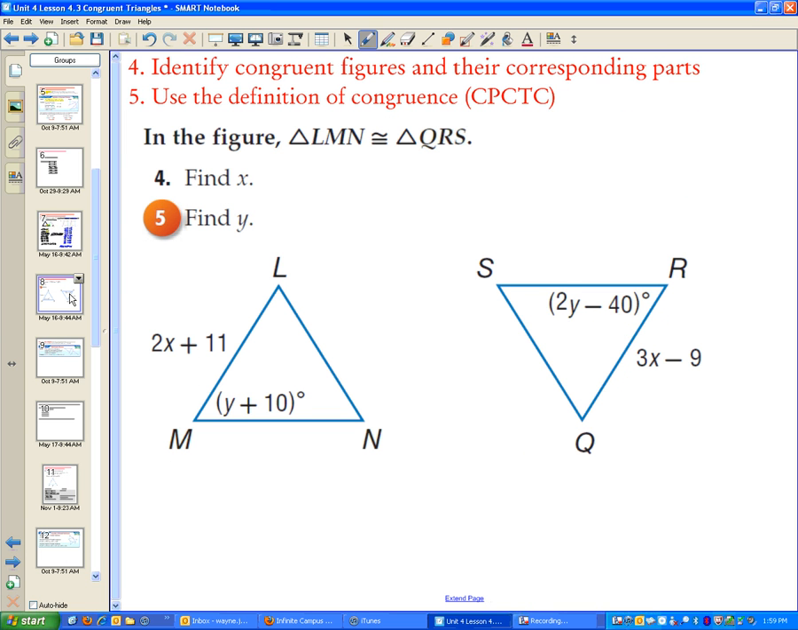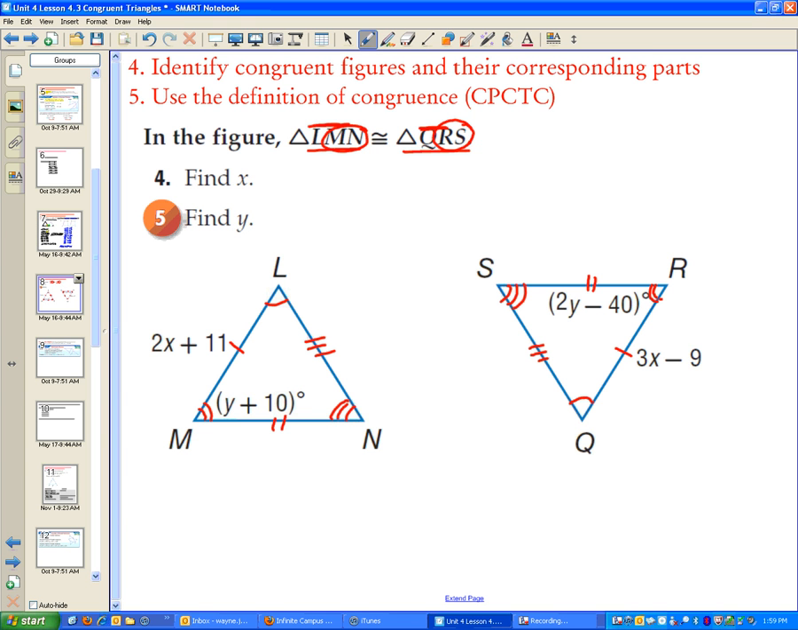All right. In the figure, triangle LMN is congruent to triangle QRS. Now, I'm not going to require you to do what I'm getting ready to do, but I need you to see it so that you can do this when you need to. By looking at the congruent statement, I know what's congruent to what, don't I? Angle L is congruent to angle Q. Angle M is congruent to angle R. Angle N is congruent to angle S. I also know what segments are congruent to each other. Segment LM is congruent to segment QR. MN is congruent to RS, leaving LN congruent to QS.